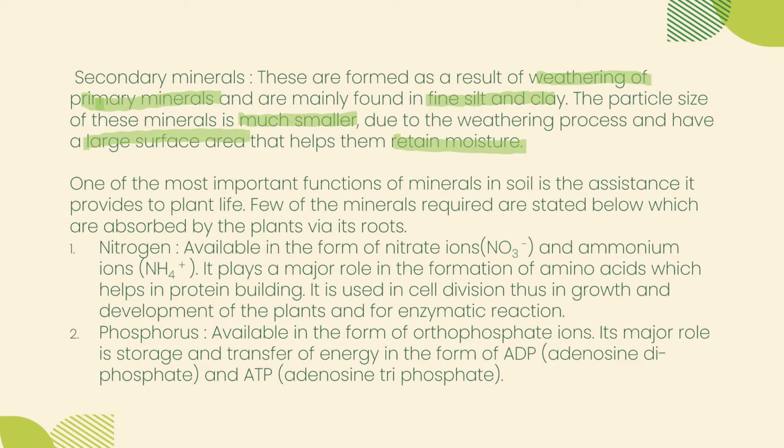So, these include nitrogen, okay? Nitrogen is available in the form of nitrate ions, which is NO3 minus, and ammonium ions, which is NH4 plus, and it plays a major role in the formation of amino acids, which helps in protein building. Now, protein building and amino acids are used for cell division, which implies its use for growth and development of the plant, as well as for the enzymatic reactions.